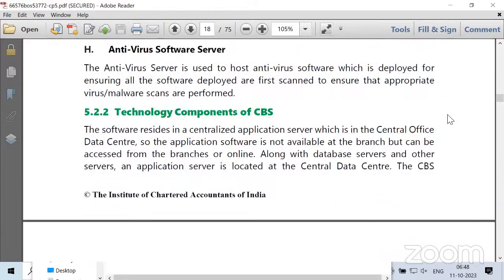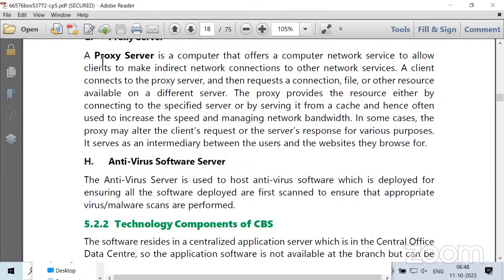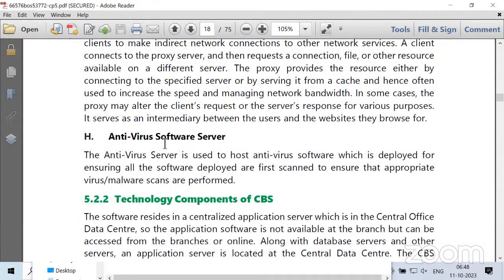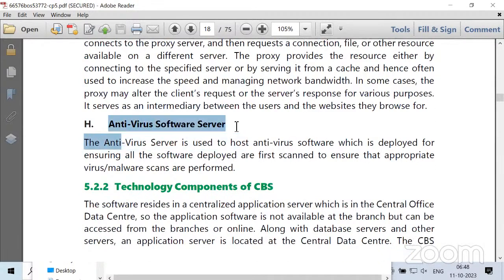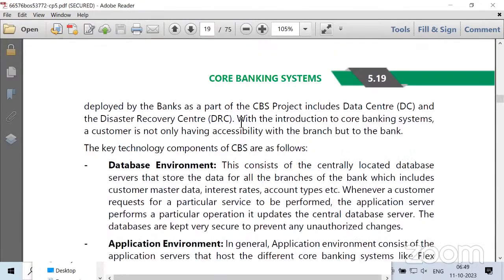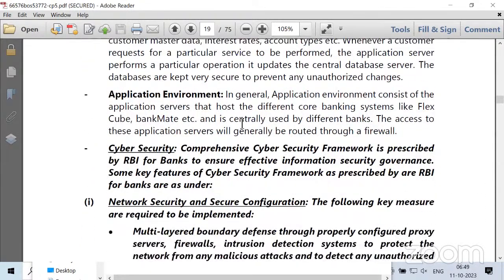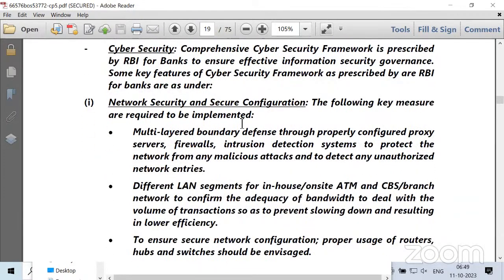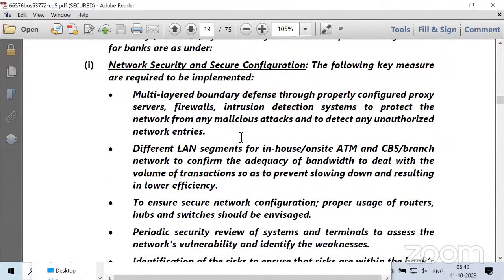And one more thing, proxy server, we have already seen that in the first day class. Antivirus software is nothing but where the antivirus applications are stored. So database application, cyber security. What is cybersecurity? You are protecting your system from unauthorized access, unauthorized entry into the computer. It can be carried out at any point of line. So you should have the network security and secure configuration.